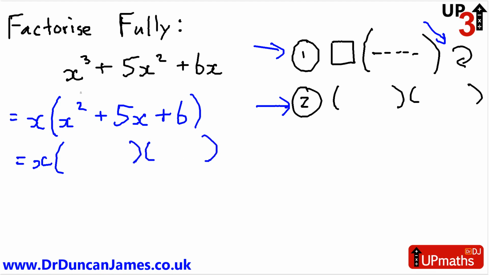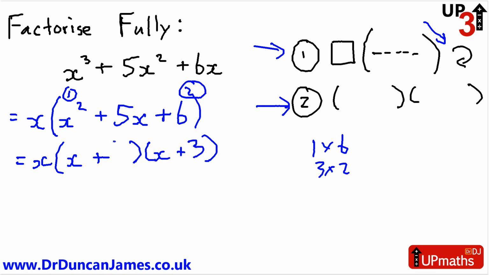Now we're trying to do double brackets. My method of double brackets, which I'm not going to talk about here, but anyway, x times x. Then the second thing I do is try and make the 6. I need to make the 6. That could be 1 times 6 or 3 times 2. 3 times 2 will work, because that makes the middle bit work as well. And that's the final answer.